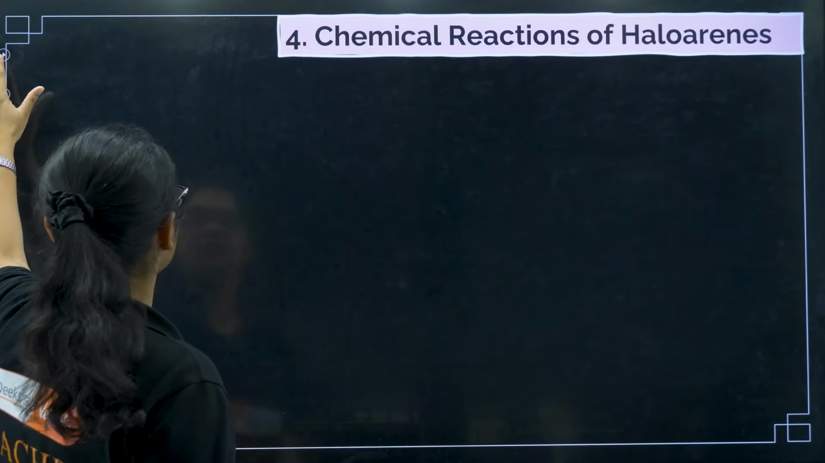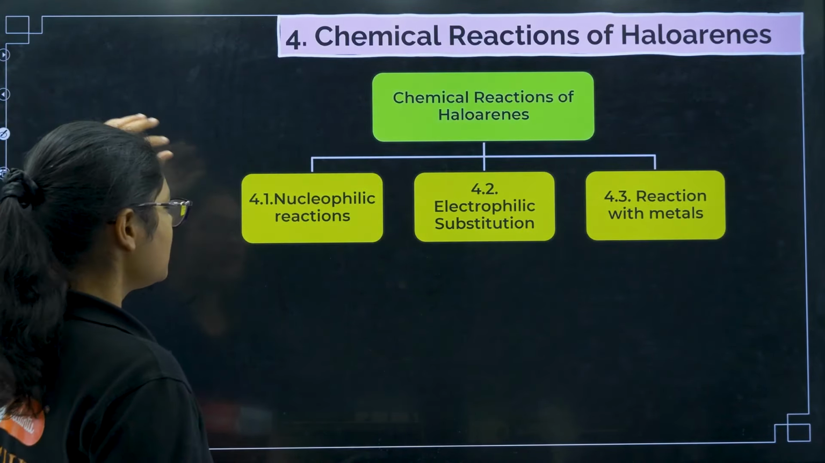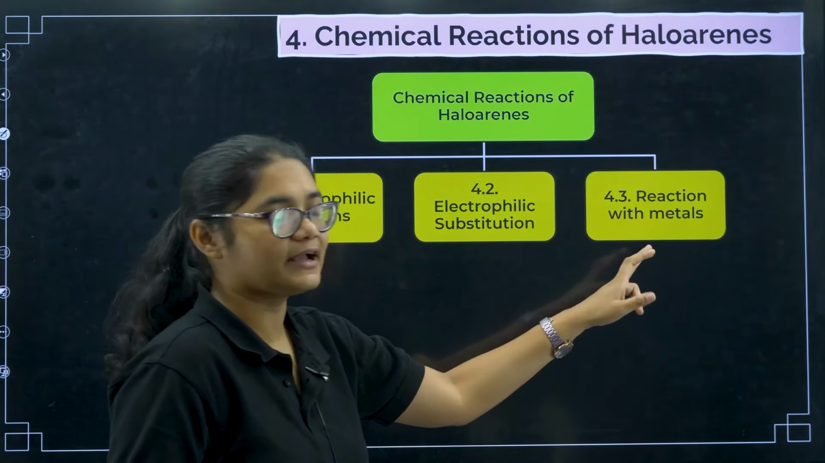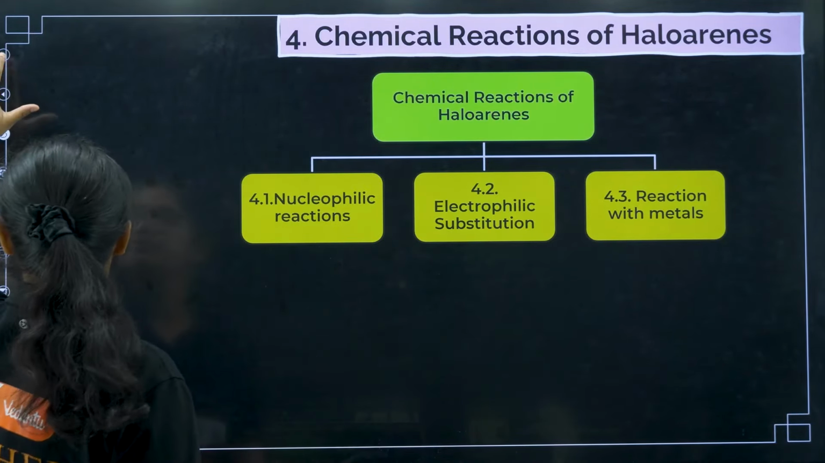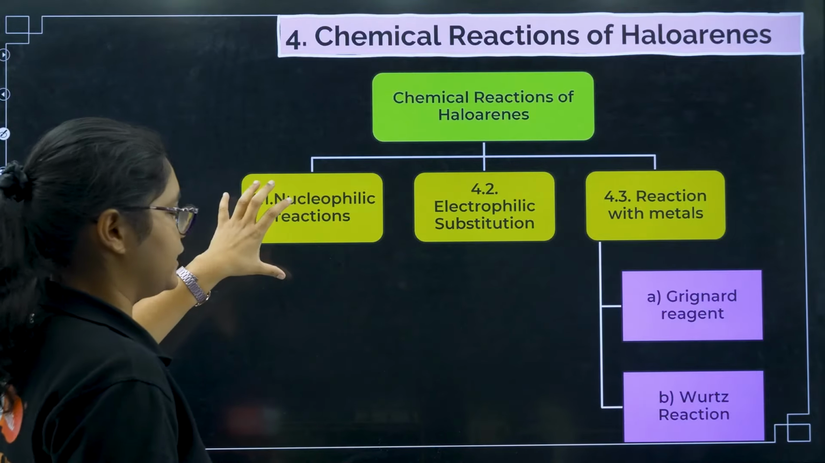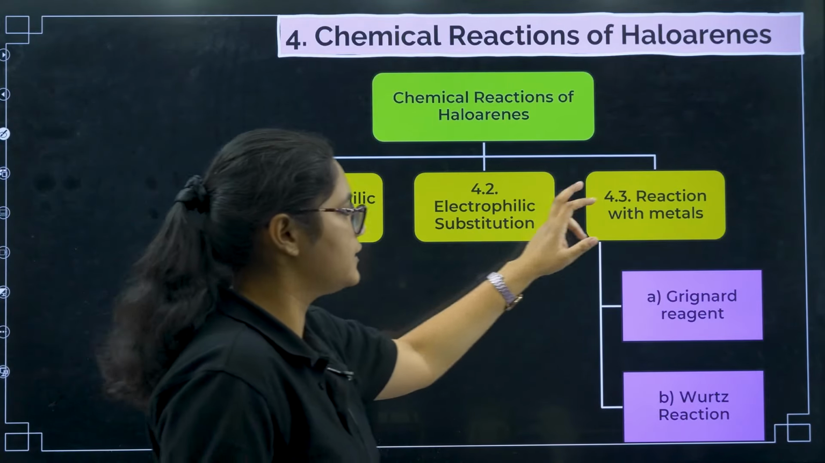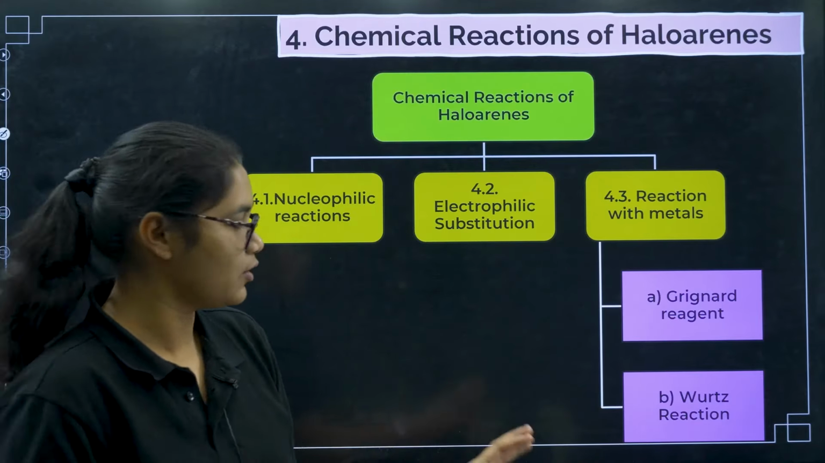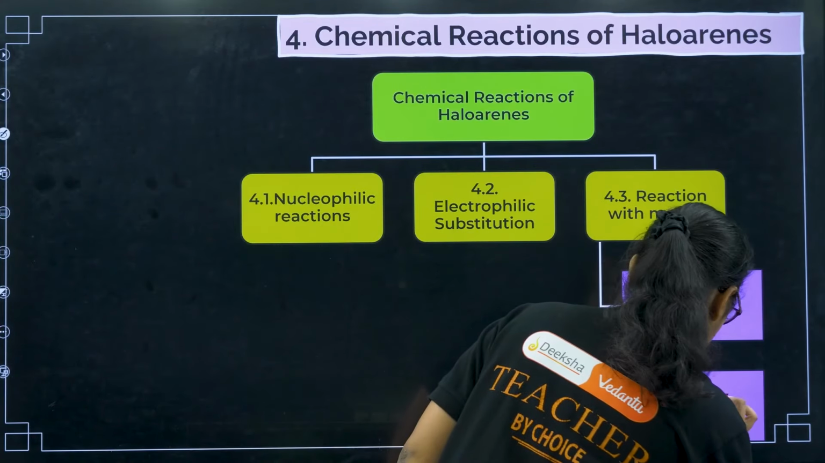Okay, now we have the chemical reactions of haloarenes. This is important. So first we have here nucleophilic substitution reactions, electrophilic substitution and reactions with metal. Now under nucleophilic substitution reaction I'll tell you what is there, and under reactions with metals we have the same Grignard reagent and Wurtz-Fittig, not Wurtz reaction, this is actually Fittig reaction.